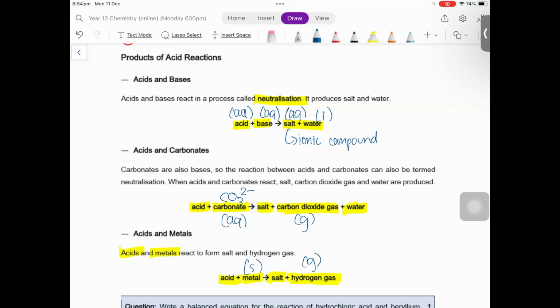So this isn't metal combined with something else. This is just the pure metal on its own, so it's just a single atom. Everything is aqueous: the acid and the base and the carbonate react and or dissolve in water, so those are aqueous. Your salt is dissolved in water, so that's aqueous. And then everything else is a simple gas, liquid, solid.